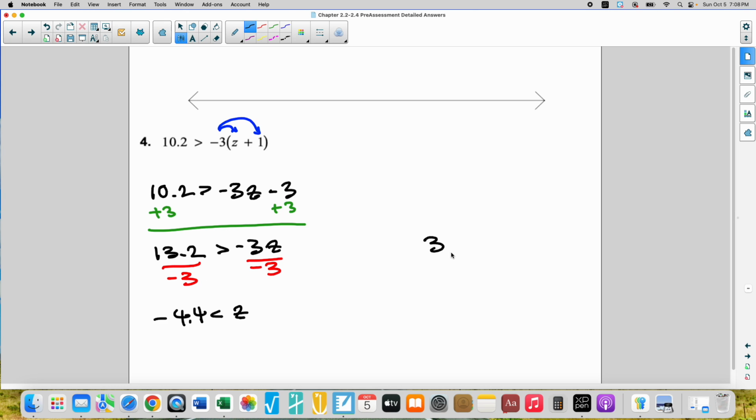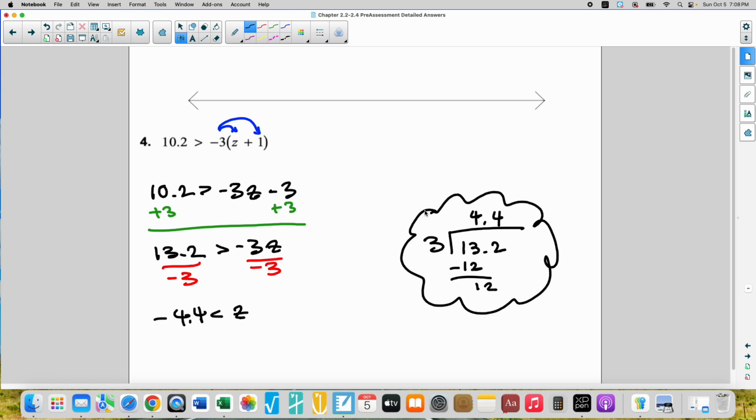And we could see 3 divided into 13.2. 3 doesn't go into 1. 3 goes into 13 4 times. Bring down the 2. Bring up the decimal point. The decimal point always travels up. It never travels down. And then it goes in 4 times. So that's my scratch work.